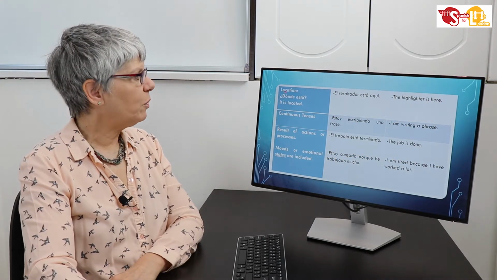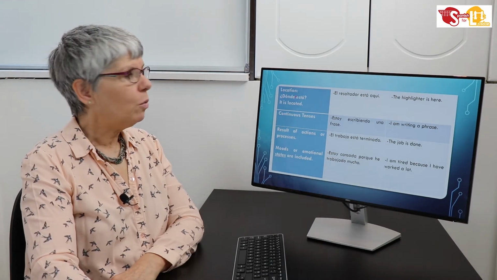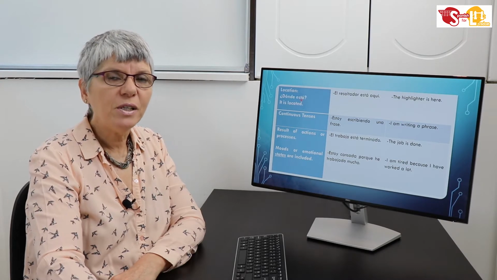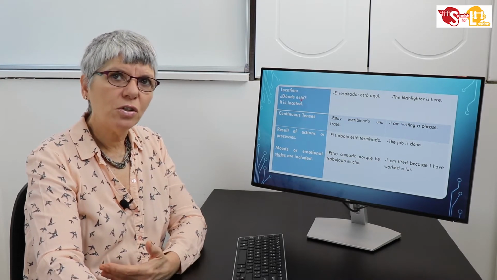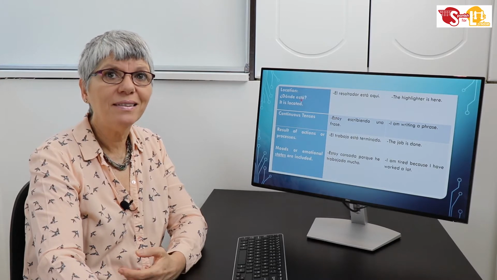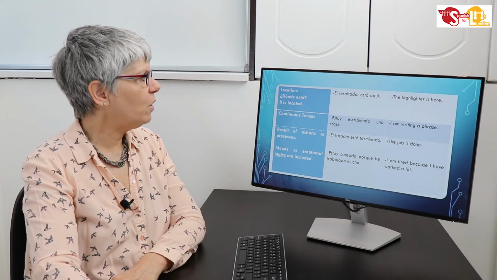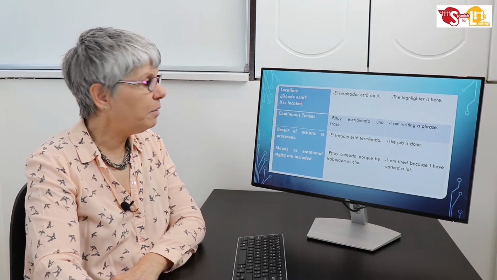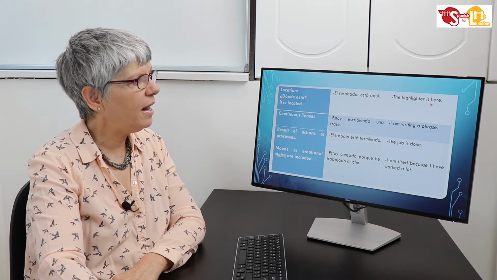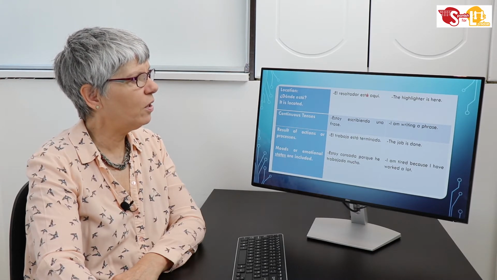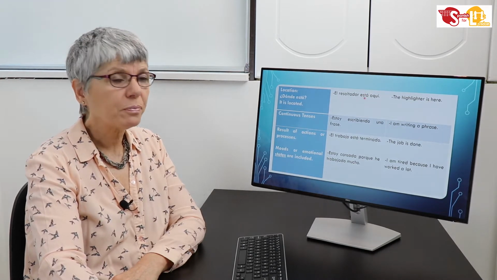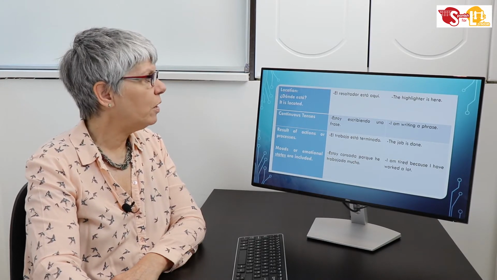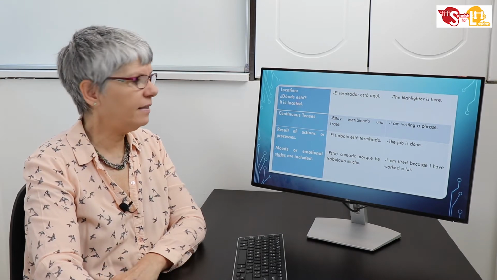Case or scenario number one, for location. When we want to say where is something, we use the verb estar because precisely the location or the position of something or somebody is a state. So when we say where is it, ¿dónde está? We use the verb estar. And in my answer, I will say the highlighter is here, el resaltador está aquí. So remember the first rule, when to use estar for locations. This is the first case.